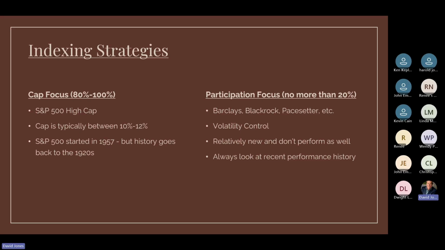The participation focus type indexes or indices. Don't put any more than 20% in there if they insist on looking at it. They're the bright, shiny ones that have higher participation rates. And, you know, Barclays, Pacesetter. Yeah, Pacesetter is another one that's out there sometimes called volatility control. But they're relatively new compared to the S&P 500, and the reason they have a higher participation rate so you can get higher returns is because frankly they historically have not performed as well and they don't go back nearly as long. They're relatively new. You can run the historical performance on those and show people all about it too. Not that you discount them and discard them, just be aware of that.